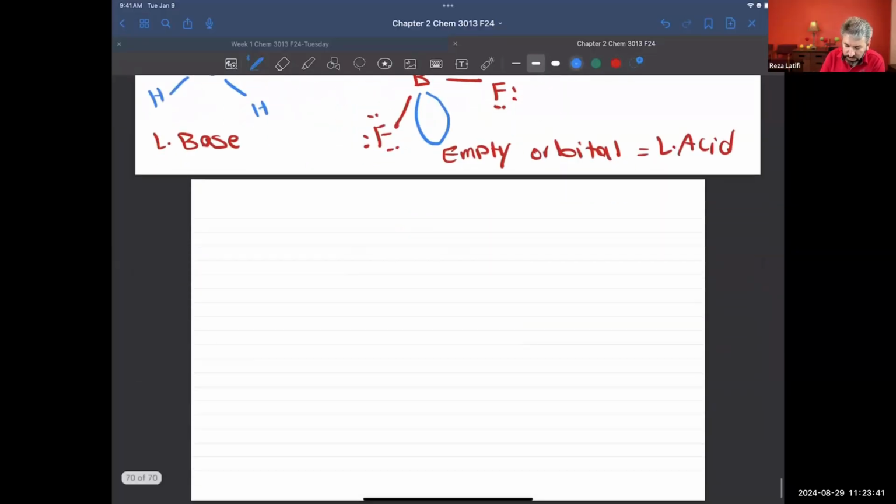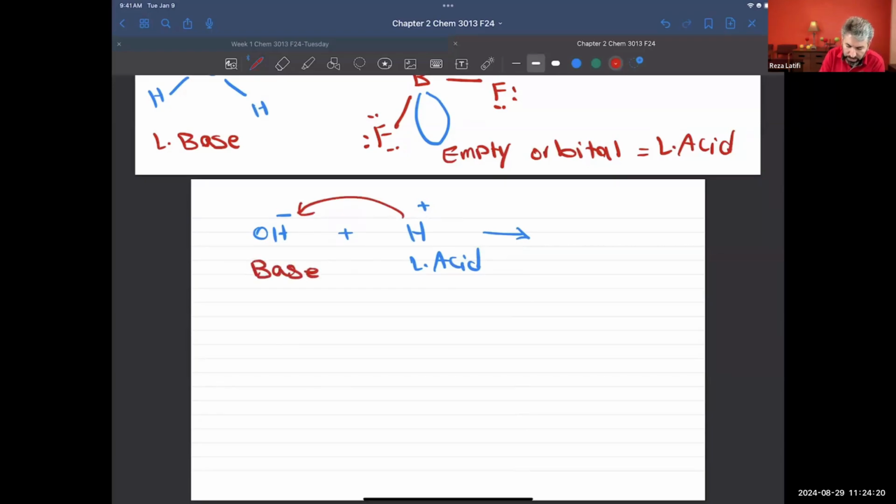It is not wrong to call H plus a Lewis acid. Why? If we react this one with, say, OH, we say the one that's accepting H plus is the base. So if we are talking about Bronsted, because H is going to OH, OH will be the base, and H plus will be the acid.